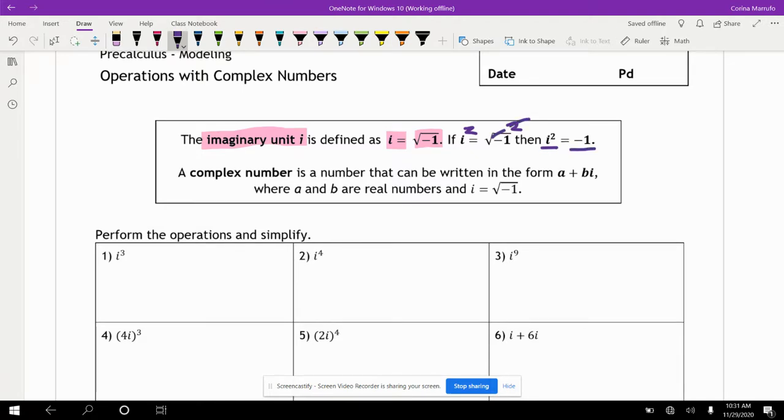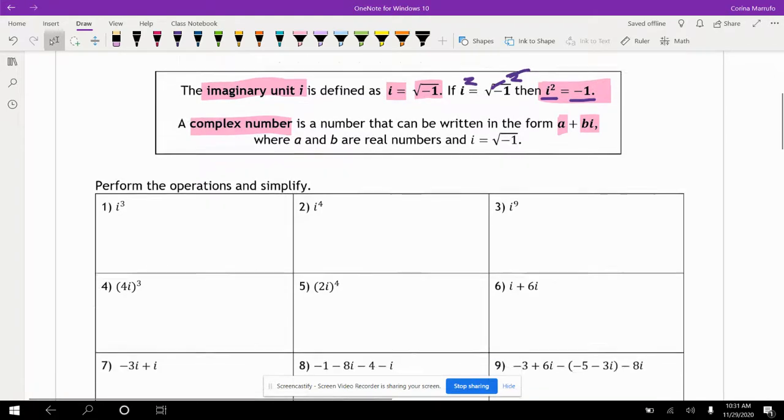Okay, so this is one of the key things that we need to remember: wherever we see an i squared, we always have to replace it with a -1. Now, a complex number is a number that can be written in the form of a plus bi, where a and b are real numbers and i is equal to the square root of -1. So you'll have a real part, which is a, and you have the imaginary part, which is bi, and that is called a complex number.